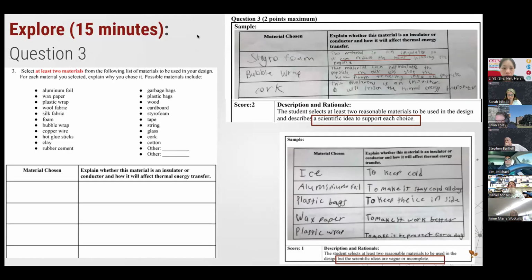And students will need to pick at least 2 materials from this list, and they will have to explain why they chose them and also describe an idea to support each choice. And so if students have used those before and they know what they are used for in life, hopefully they can make these connections, right? And then explain how certain materials can actually stop or at least slow the transfer of the energy.